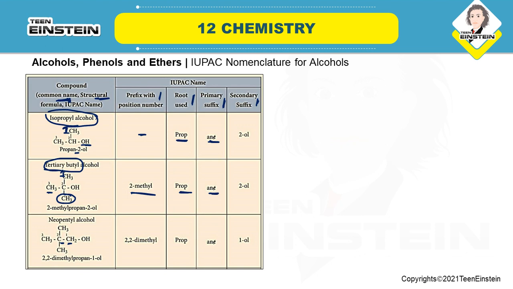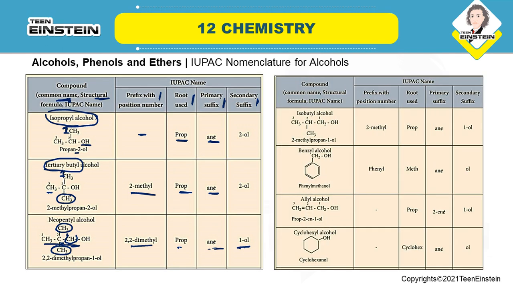But what about the IUPAC name? First you will choose the longest chain in such a way that it contains the OH group. Then numbering will be done in such a way that the carbon to which OH is attached, this carbon, will be given the lowest number possible. So here it is 1, then 2 and 3, and at the 2 position there are 2 methyl groups. That means 2 substituents are there. So now the prefix is 2,2-dimethyl. Other things are the same, but it is 1-ol, it is not 2-ol.